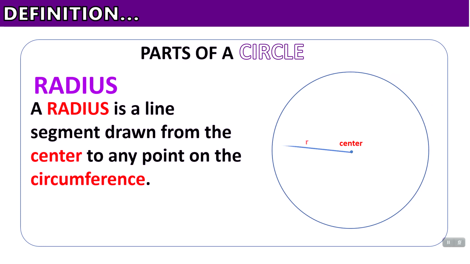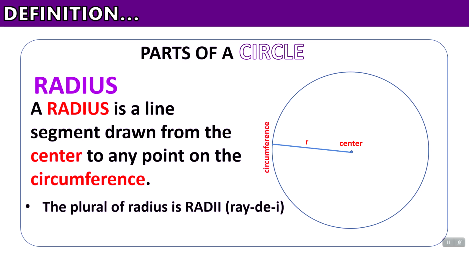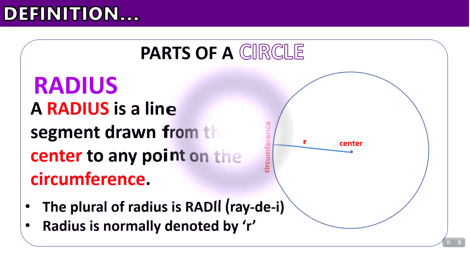Let's look at another one. If we start at the center and we go all the way to the circumference, that line segment again, denoted by R, is called a radius. So anywhere that we draw a line segment from the center all the way out to the circumference, that is a radius. The plural of radius is radii. So we have one radius and two radii. Radius is normally denoted by the letter R.